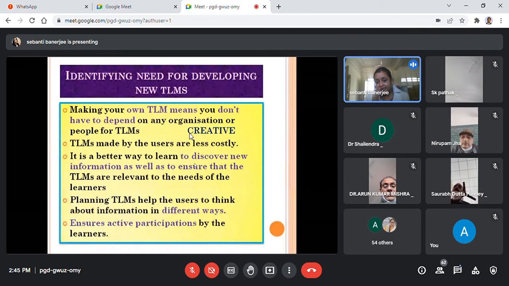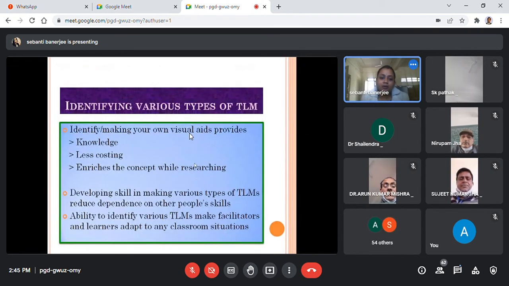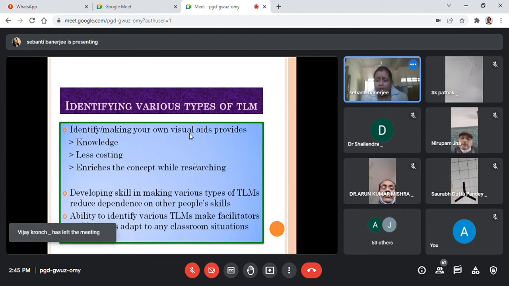Now, identifying various types of TLMs. How can we identify our own visual aids? By providing knowledge. It should be less costly, and it also enriches the concepts while researching. Developing skill in making various types of TLMs reduces the dependency on other people. It is a benefit for not depending on any kind of well-renowned organization for buying TLMs.